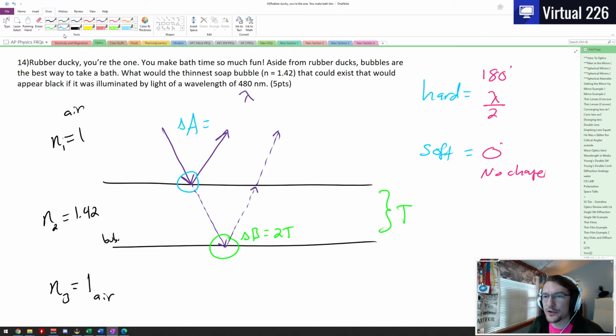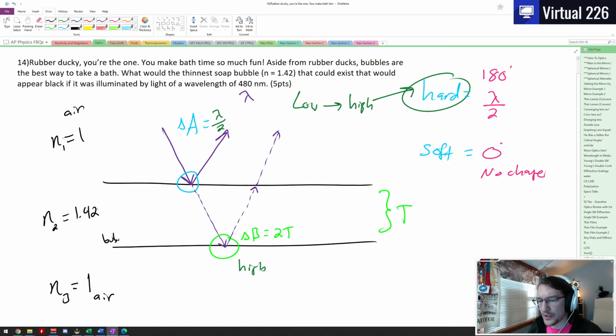So let's ask ourselves what's going on with delta A and delta B. Delta A goes from a low index to a high index, and we know that when we go from low to high, we are going to get a hard reflection. So we're going to get a lambda over 2 shift for delta A. For delta B, we are going from high, because we're in the N2, we're in the bubble, and we're going to low, and when that occurs, we get a soft reflection here. So we add nothing to delta B. It is totally fine as 2t.